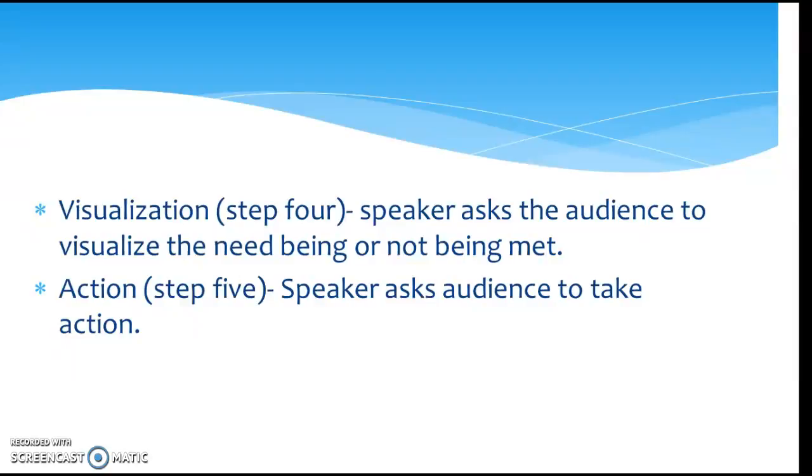The fourth step is visualization. The speaker asks the audience to visualize the need being or not being met. So if you're talking about cell phones while driving and a license suspension, you might get the audience to visualize the license being suspended and how that benefits society as a whole. And then the last step is action. The speaker asks the audience to take action. So they ask them to either sign a petition or to change something according to the beliefs of the speaker. They try to get them to take some kind of action or behavior to stop what is currently occurring.